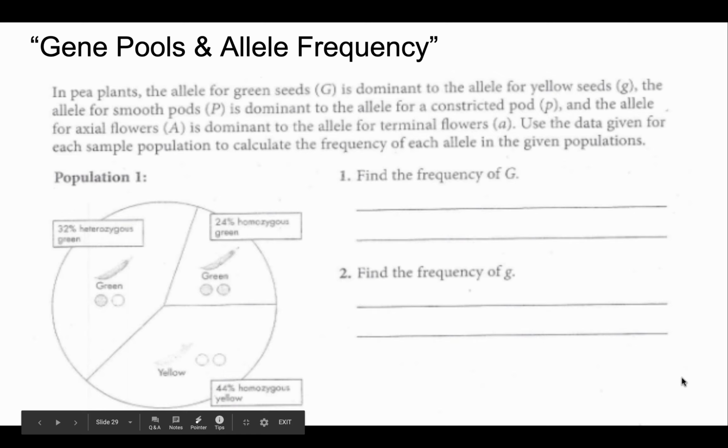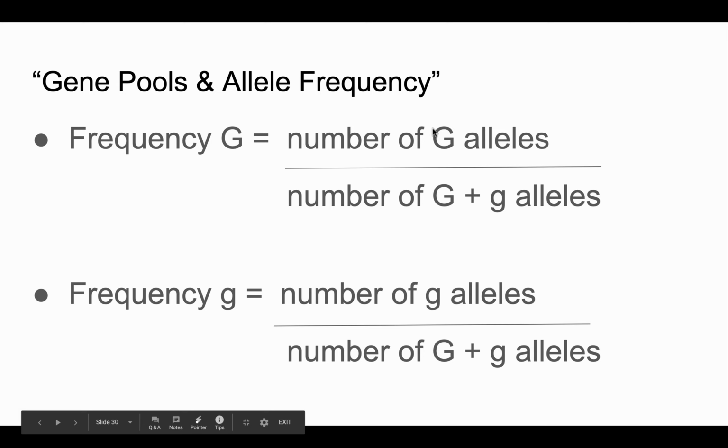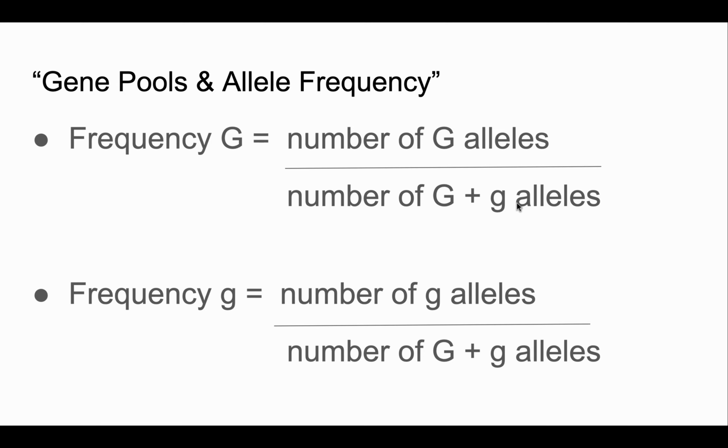What we need to figure out now is the frequency of capital G and the frequency of lowercase g. To figure out the allele frequency, you just take the number of the allele you're looking at and divide it by the total of all the alleles. So maybe pause and write down this equation.